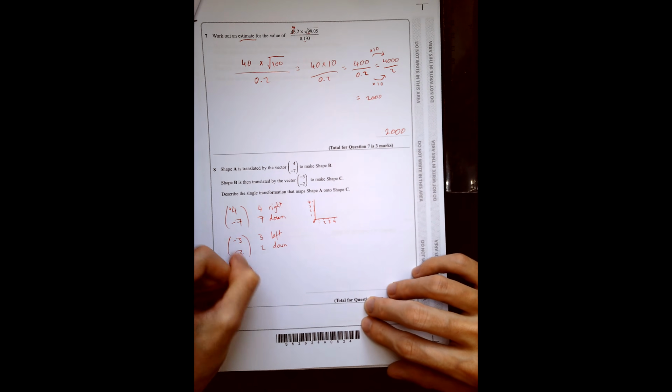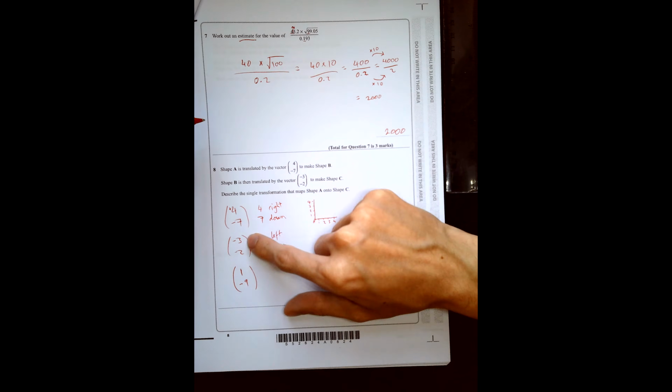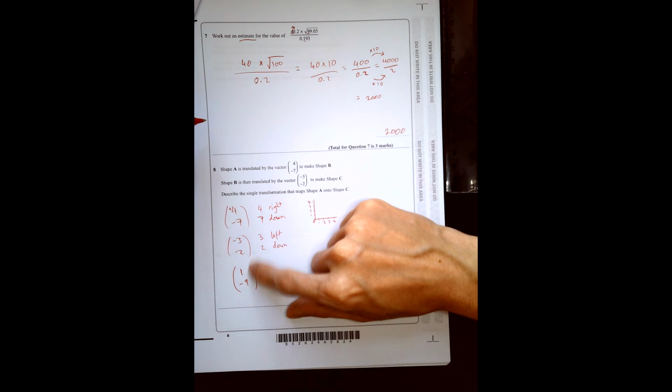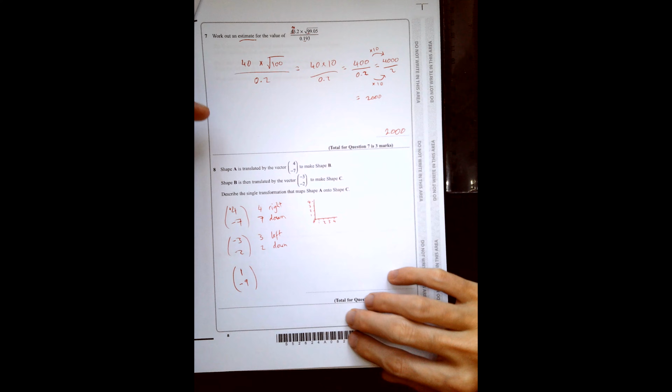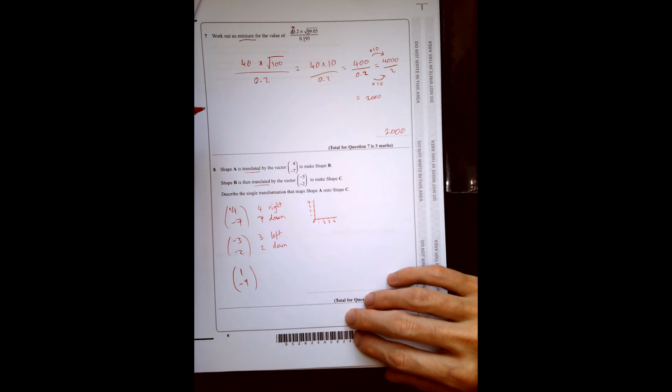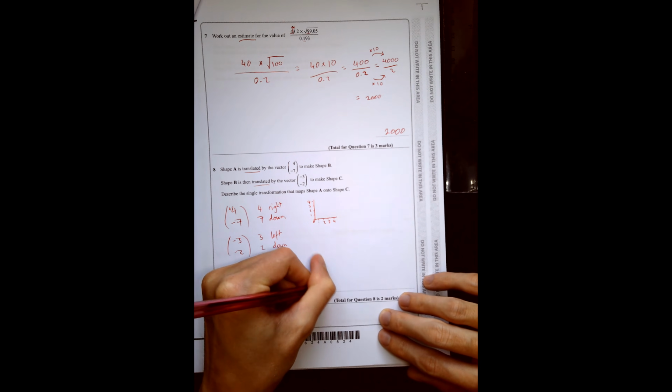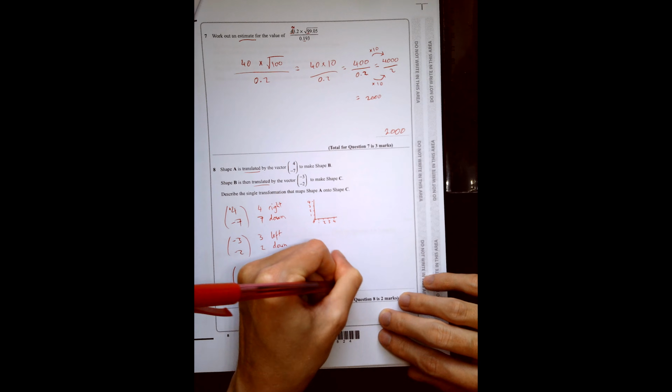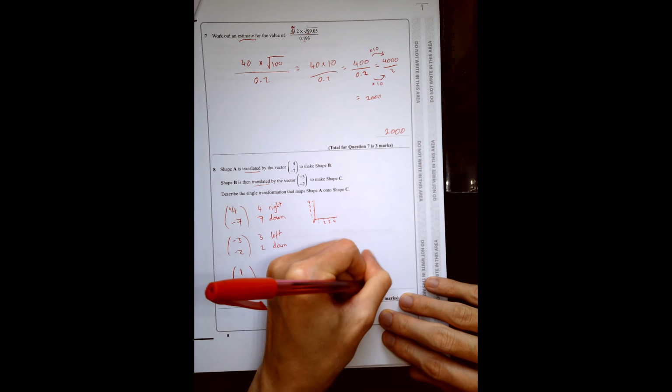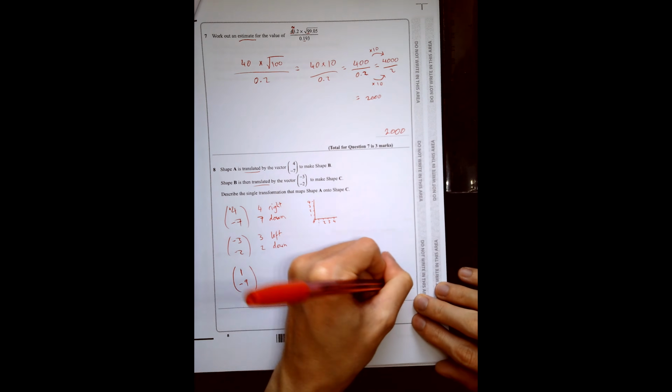Okay. And another way of doing this is basically just adding these coordinates together. 4 add -3 is 1. -7 add -2 is -9. Okay, so it's going to be a translation again, because these are all translations. Translation by the vector 1, -9. Okay, question 8 done.